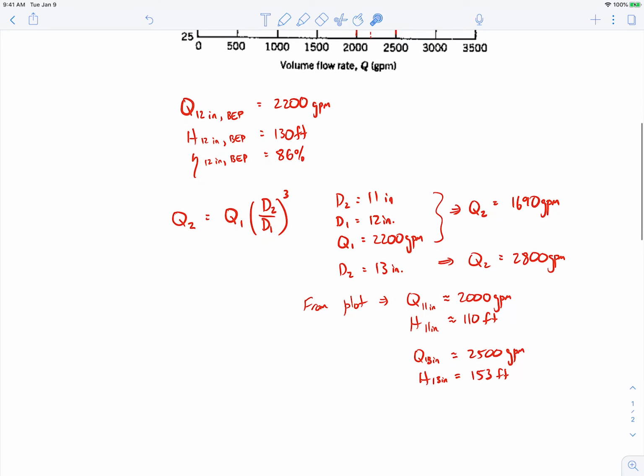Actually, I shouldn't write 153, that's a little too precise. I should just write 150. So anyway, comparing our predicted volumetric flow rate at 2,800 to the 2,500, you see, again, it's not great. It's not a great prediction. It's off by about 12%, I think, in this case. Gets us in the ballpark, but it's not ideal.